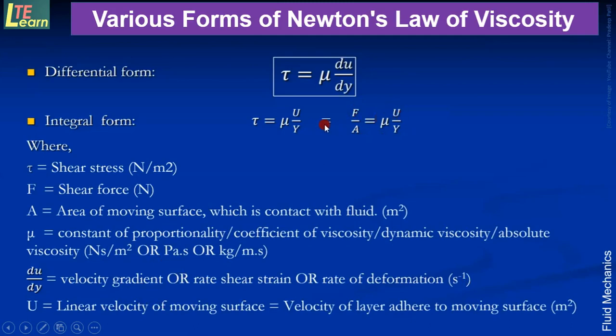Capital U, in integral form, this change in velocity means final velocity minus initial velocity. So final velocity is taken with letter capital U. Initial velocity is 0, so U minus 0, that's why capital U. And for the distance, we use capital Y. In this case, capital U is the linear velocity of the moving surface, that is equal to the velocity of the layer adhering to the moving surface, and this is given in meter per second.